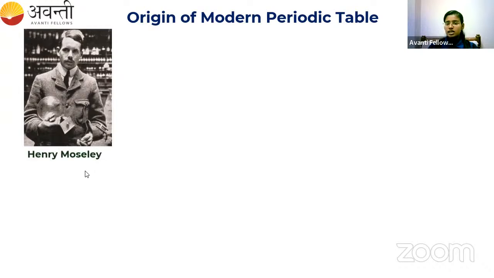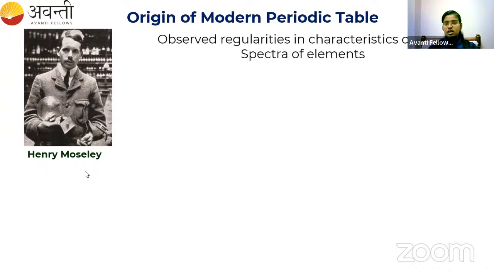So he only discovered this modern periodic table. How did he discover it? He did some experiments, and he observed some regularities and characteristics of X-ray spectra of elements. He took an instrument called an X-ray spectrometer, and he observed the regularity in the characteristics of the X-ray spectra of some elements.